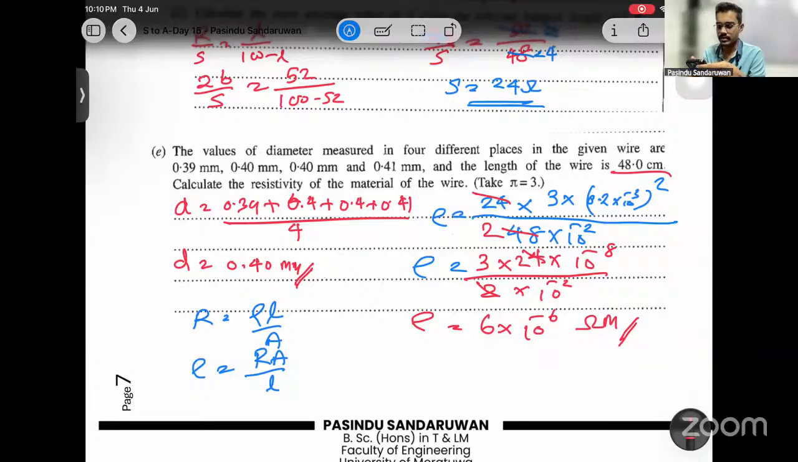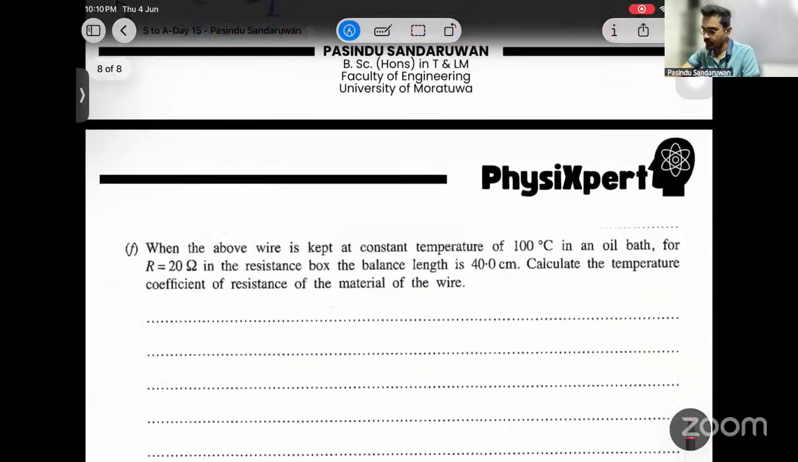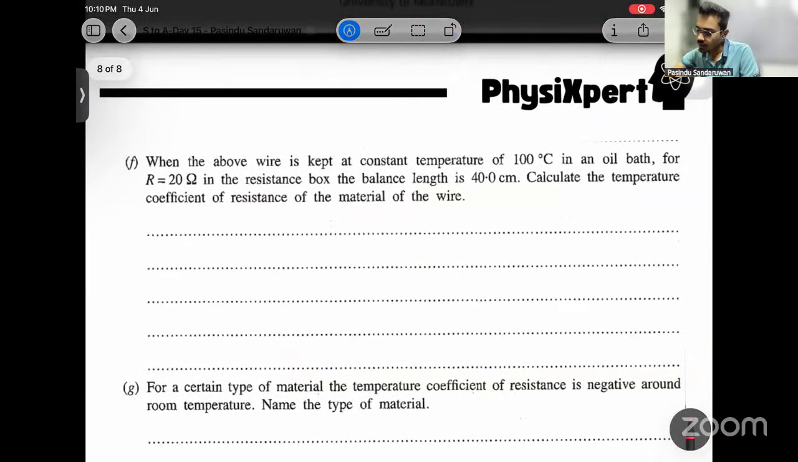Right. Next, take it down. Finished. F. When the above wire is kept at a constant temperature of 100 degrees Celsius in an oil bath, for R equals 20 ohms in the resistance box, the balance length is 40 centimeters. Calculate the temperature coefficient of resistance of the material of the wire.